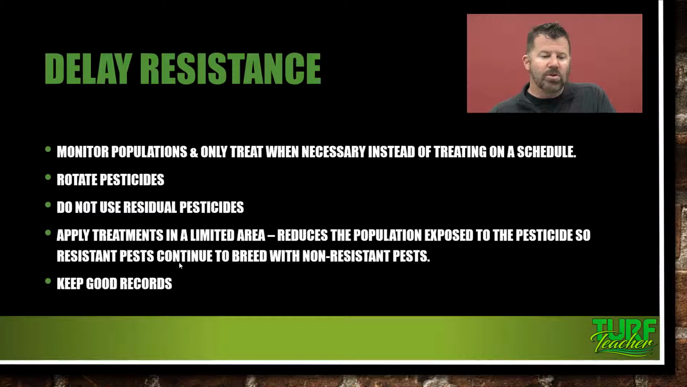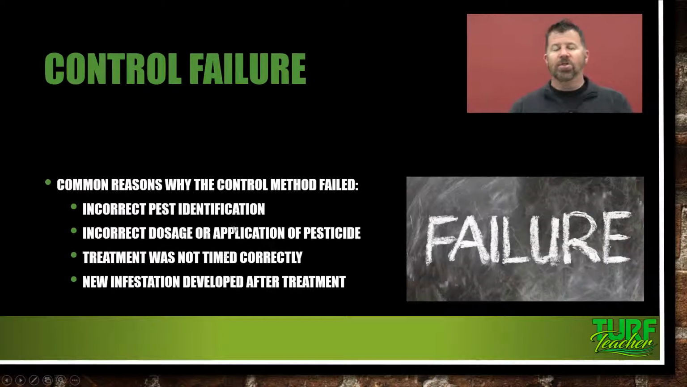Rotate the pesticides. Use different ones. Do not use residual pesticides. And apply treatments in a limited area. That will reduce the population exposed to the pesticides so the resistant pests continue to breed with non-resistant pests. Good idea there. And then again, keep good records for you to always go back on.